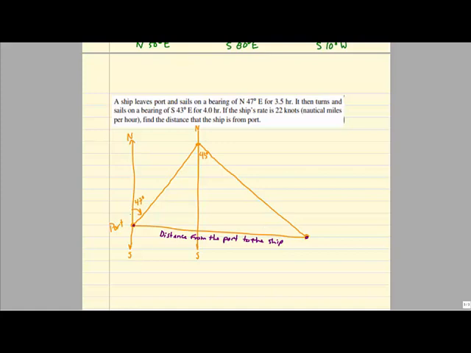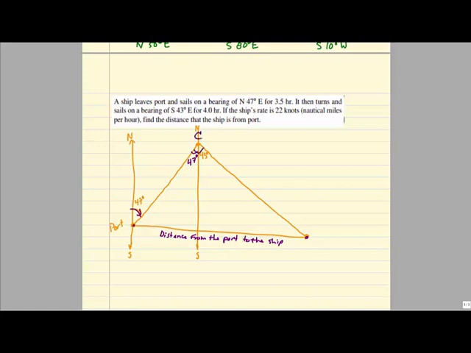However, these north-south lines are parallel. So I have two parallel lines cut by a transversal, and then what happens is alternate interior angles are equal. So this I'm going to call 47 degrees, because this angle and this angle are alternate interior angles. So now I have a 47 plus 43, which would be a 90-degree angle. So this is my 90-degree angle.